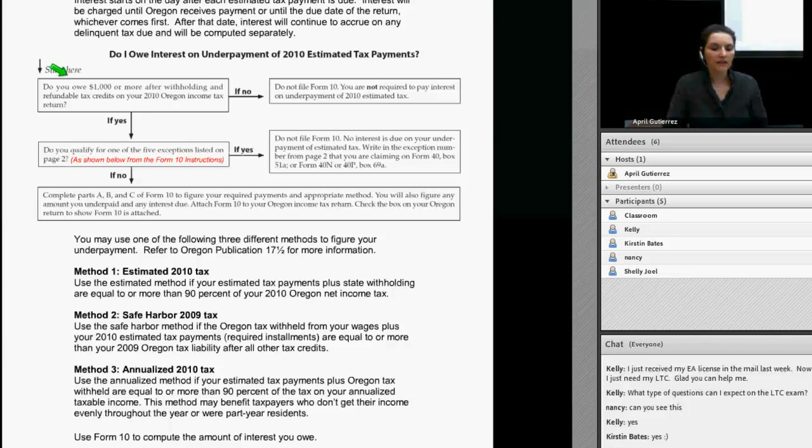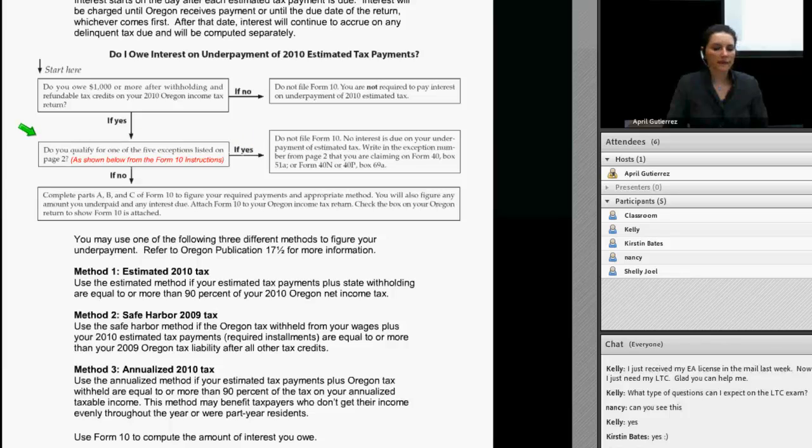If you answer yes, do you qualify for one of the 5 exceptions listed on page 2 of the instructions for Form 10? And I've got them actually shown below here in the manual today. If you answer yes, then you do not file Form 10, and no interest is due on your underpayment, but you're going to have to write in the exception number on page 2 that you were claiming on Form 40. So you're going to have to make note that there is a reason that you qualify for an exception to the penalty, and you make note of that on Form 40.